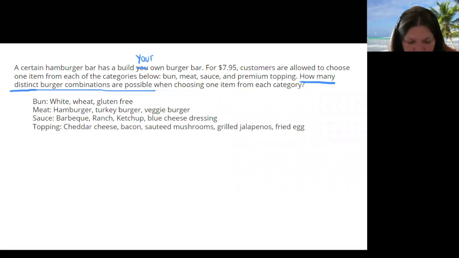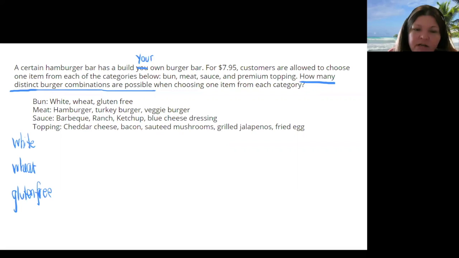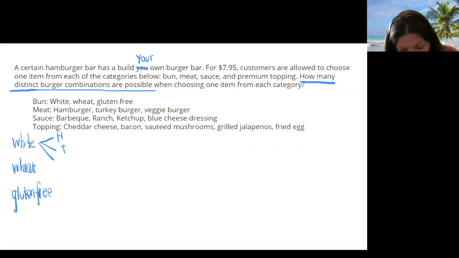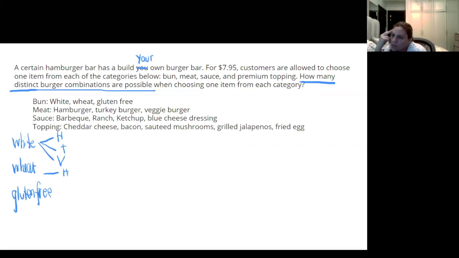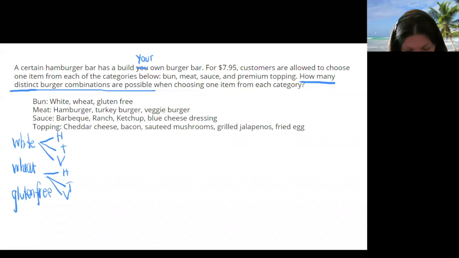The way that they do it with the lines is you start with your buns. So I could do white, wheat, or gluten-free. There are 3 different options for buns, right? So even if you just change the bun, we're already talking about 3 types of hamburgers, but the buns aren't all we have to go on. Then we get to pick our burger type, right? We could do hamburger, turkey burger, veggie burger. We could do all of those 3 options on white. We could do all of those 3 options on wheat. We can do all of those 3 options on gluten-free.